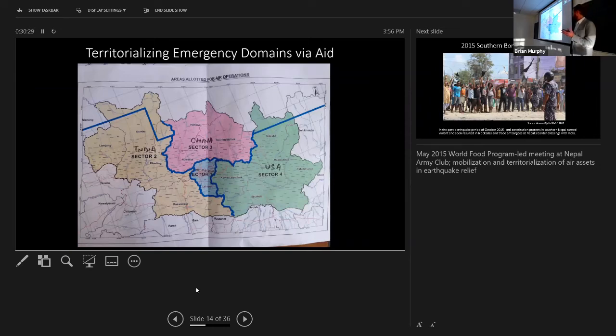This was also a period of territorialization of Nepali space. This is an image of a World Food Program aerial organization for relief operations. And it's an image I took at a meeting of emergency organizations at the Nepal Army Club. And it shows some of this territorialization of Nepali space and how China was officially designated for operations in these northern areas, which is precisely where the historic road and the new roads run.